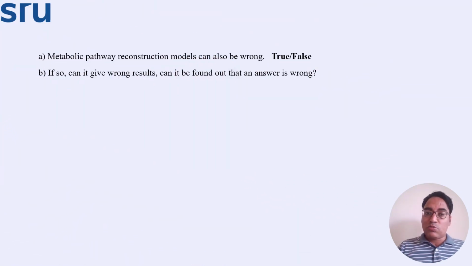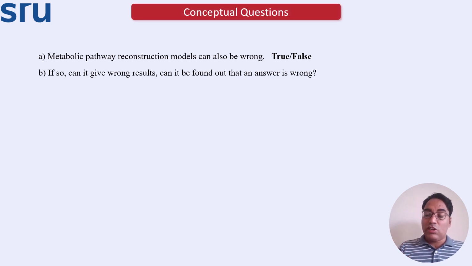A metabolic pathway reconstruction model can also be wrong. True or false? The answer is true. If the data considered is not properly correct, or you are considering some extra proteins, or excluding some crucial proteins which are required, the reconstructed model can give you wrong results when you check them finally. You need to rebuild the data set properly. That's the only strategy you can use. So if the answer comes out wrong, you need to reconstruct the data set.